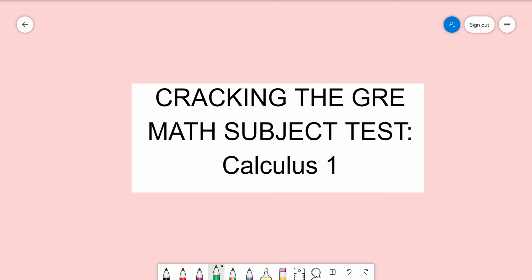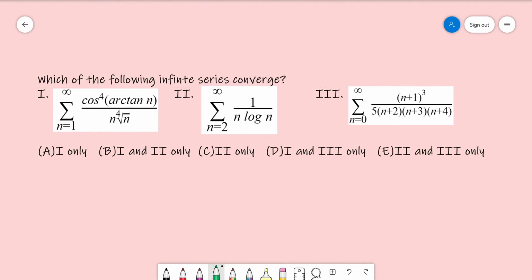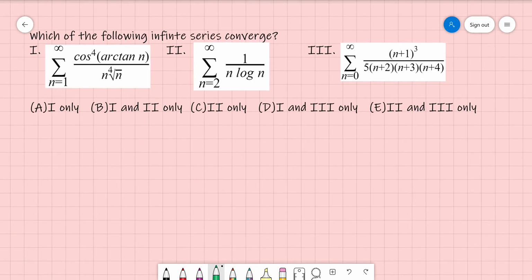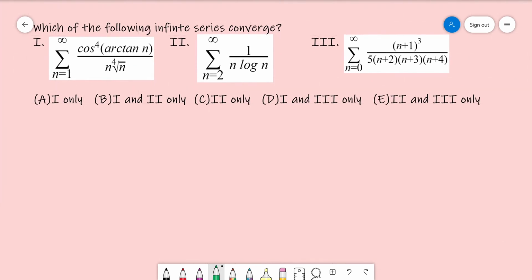This is Calculus 1. We're on question number 41. So this question is testing your knowledge of series and convergence of series, to see if you know which series converge and which don't. So we have to figure out which of these three series converge. So let's check the first one.